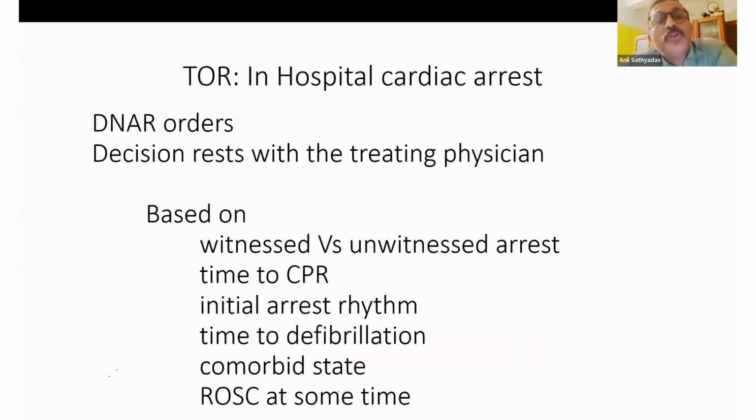What happens when you are doing CPR in hospital or in the ICU? If you have a DNR order, you actually don't start. But in case you have started and you later find that the patient has a DNR order, you can stop this CPR. And during the CPR, the treating physician decides. That decision is based on whether it was witnessed or unwitnessed. Maybe you have the patient in the hospital, but he has gone to the toilet where he collapsed, and it was not witnessed.